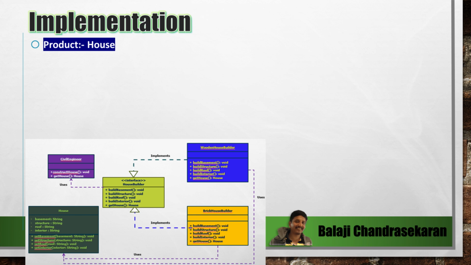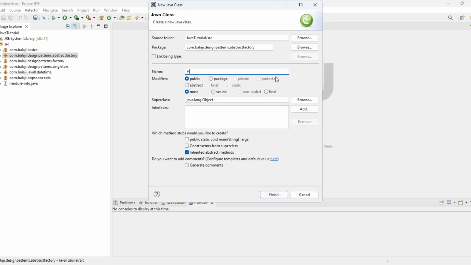The following are the key concepts of the builder pattern. Product represents the complex object being built. Consider an example where you need to build different types of houses, for example wooden house, brick house. Each house consists of several parts like basement, structure, roof, and interior. The house class represents the complex object that is being built. It has attributes for the different parts of the house and methods to set these parts.